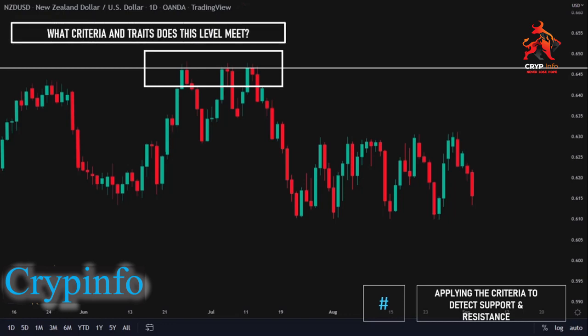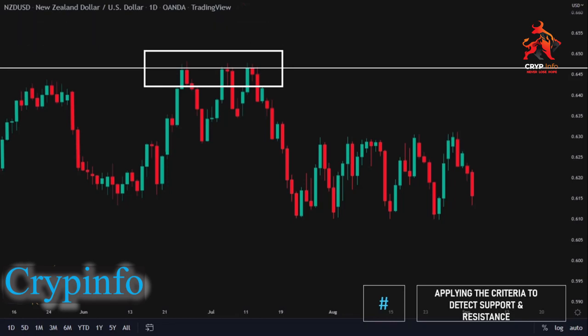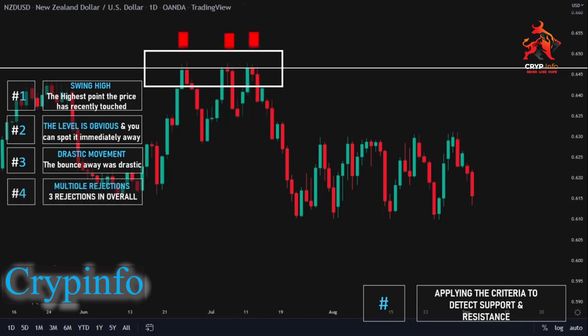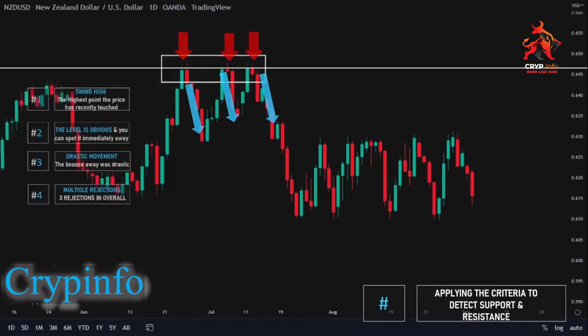We previously listed several criteria for what makes a good level of resistance. What does this level meet? Let's take a closer look. 1. This level is a swing high, meaning it is the highest point the price has recently hit. 2. The level is obvious, and you can spot it immediately, in just seconds. 3. Drastic movement, as you can see price drastically bounced away after it touched the level. And 4, there were multiple rejections of this level, because if you look closely there were 3 smaller rejections of this level. So we're heading down now.